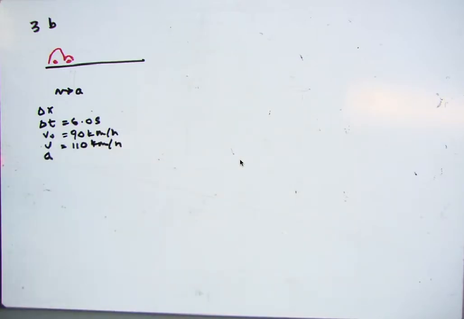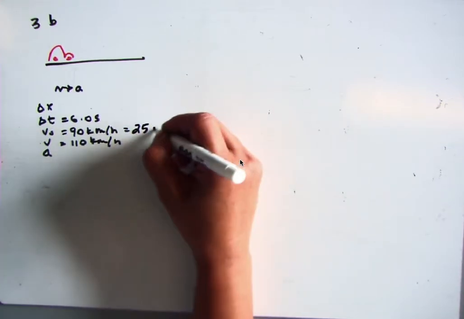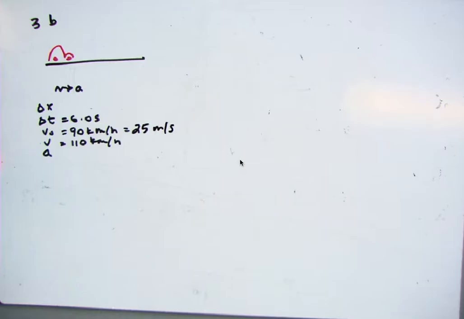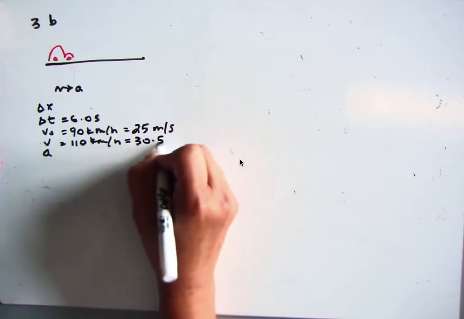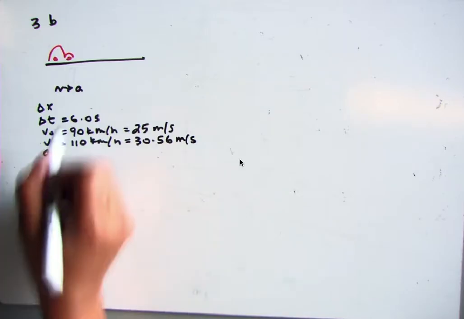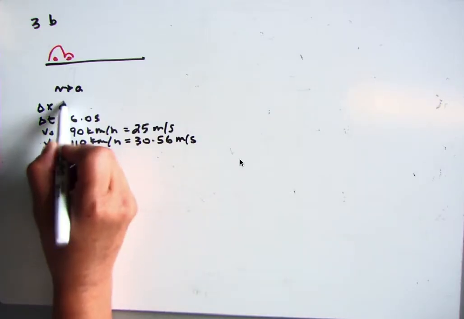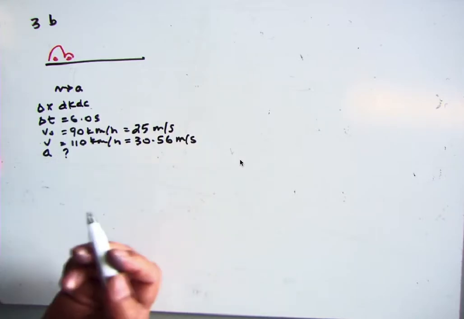So let's do that. 90 is equal to actually 25 meters per second, and 110 is equal to 30.55, 30.56 maybe meters per second. It's five repeating. So we have our three unknowns. I don't care about this one, and I want to know what the acceleration is.